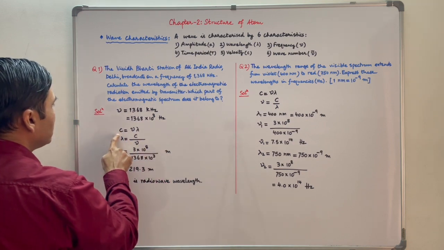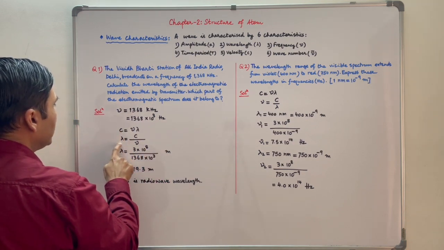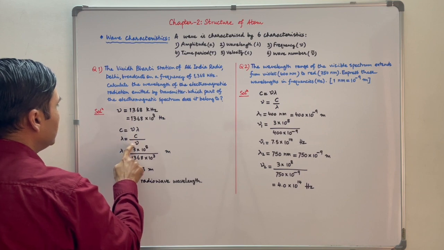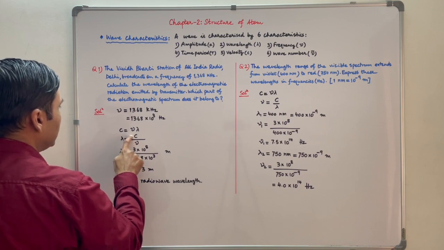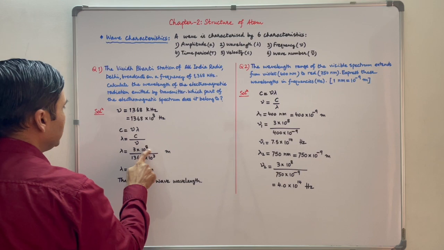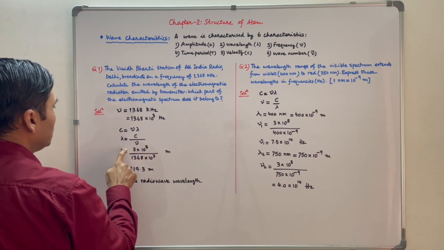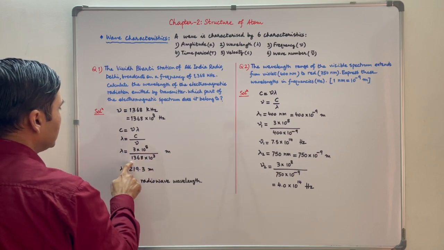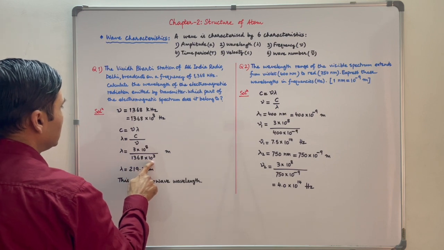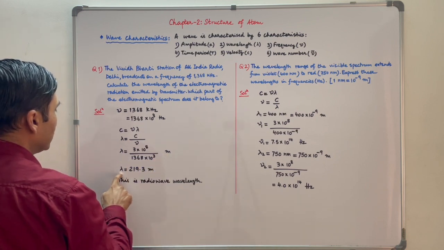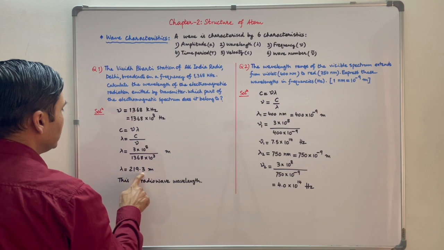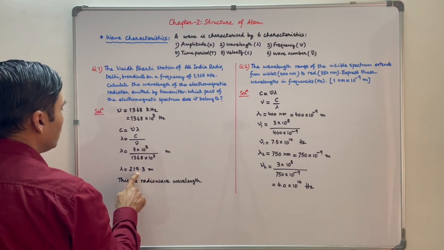We know that c is equal to nu lambda, or lambda is equal to c upon nu. c is the velocity of light. Its value is 3 into 10 to power 8 meter per second. So lambda is equal to 3 into 10 to power 8 upon 1368 into 10 to power 3. It will be in meter. So lambda comes out to be 219.3 meter, which is radio wave.